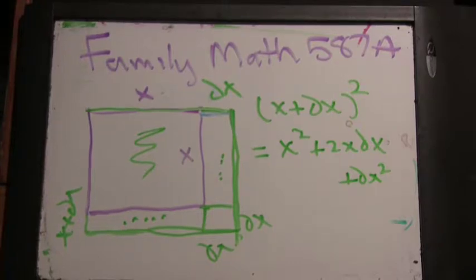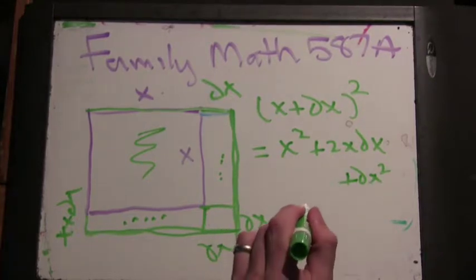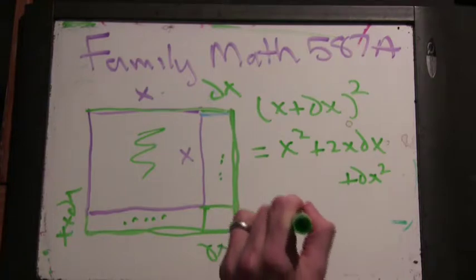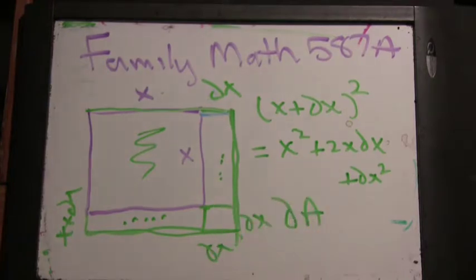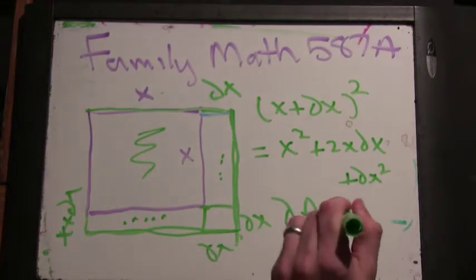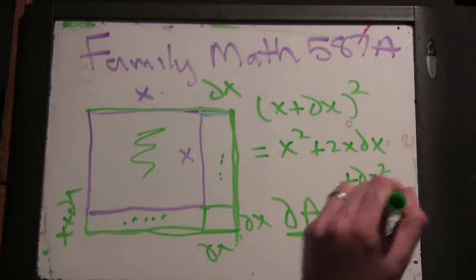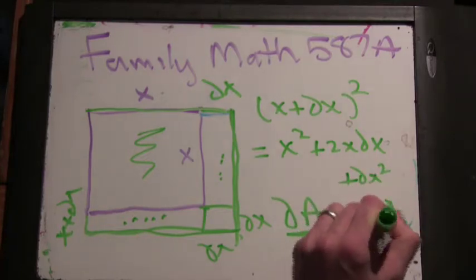And when you're trying to figure out how it's changing compared to the old area, what was the old area? It was x squared. So we're going to look at the difference between the old area and the new area. The change is 2x dx plus dx squared. I'll call it d area, the change in the area, is 2x dx plus dx squared.